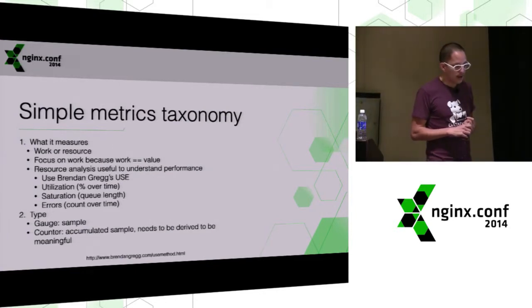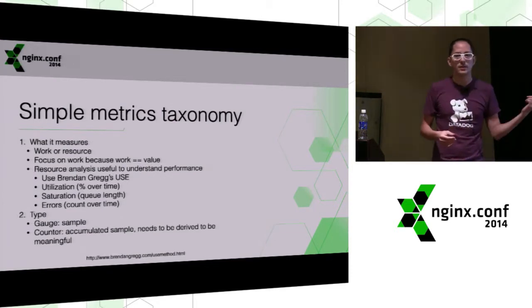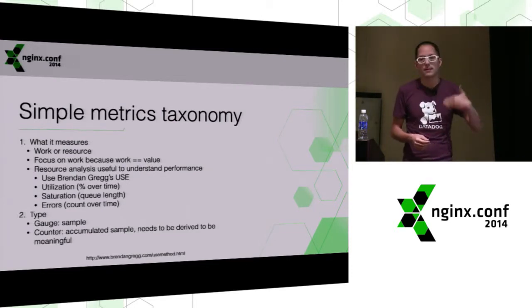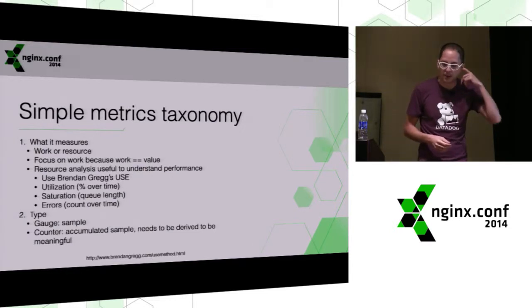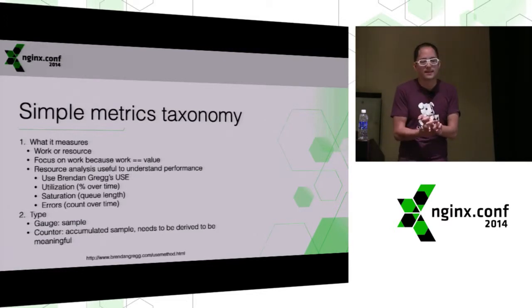You have another gauge, which could be like what's the temperature in this room, for instance. A counter is just something that accumulates. You sample every so often and it accumulates how many requests I've served since reboot, how many bytes I've sent or received, and that kind of stuff.